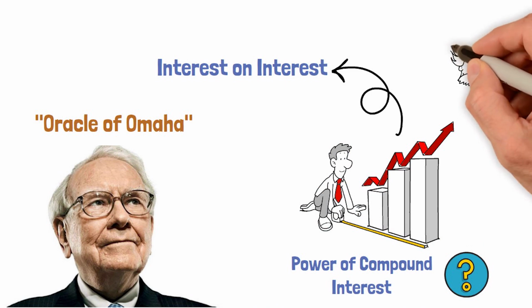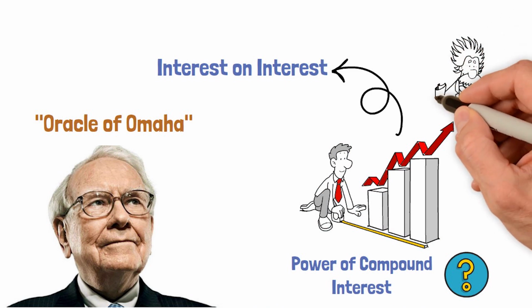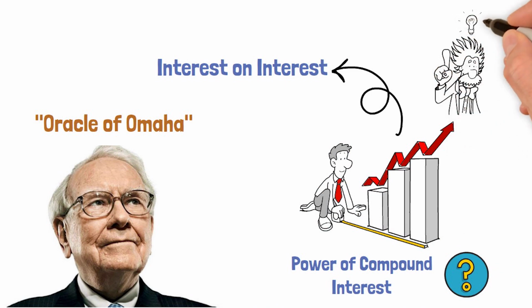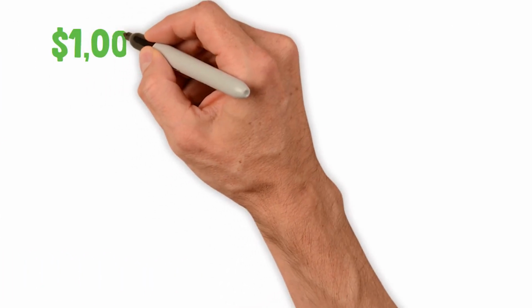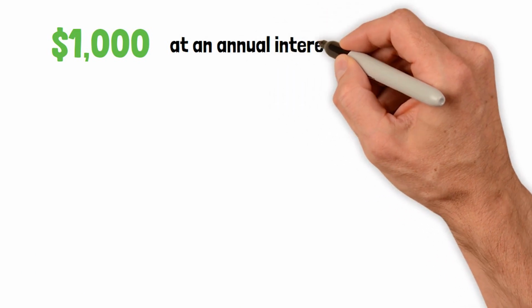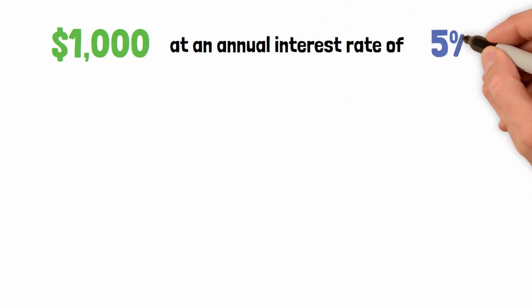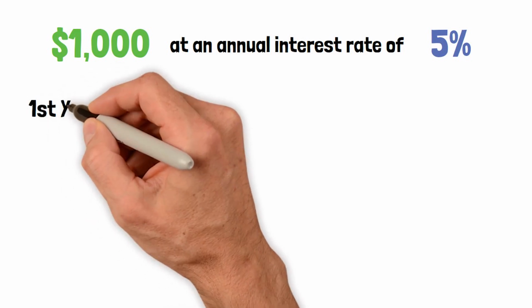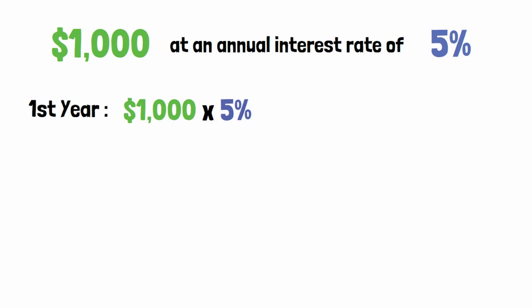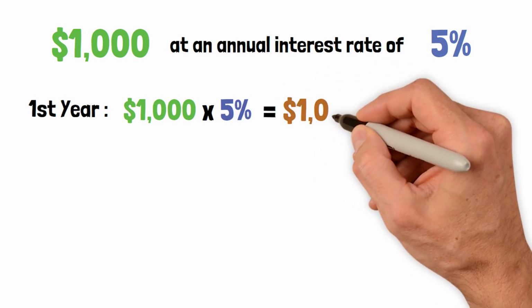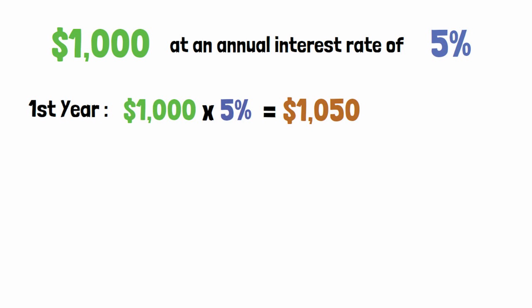Let's dive deeper into our example to see just how powerful compound interest can be. Imagine you invest $1,000 at an annual interest rate of 5%. Let's break it down year by year to see how your investment grows. In the first year, you start with $1,000. With an annual interest rate of 5%, you earn $50 in interest. So at the end of the first year, you have $1,050.